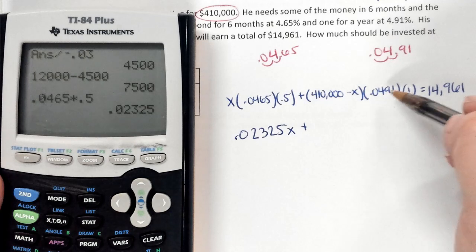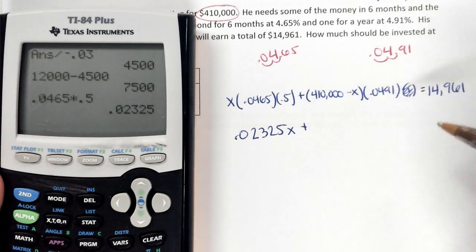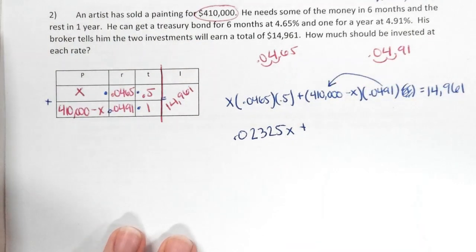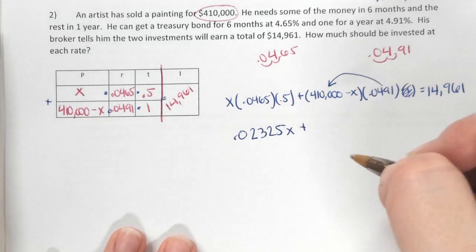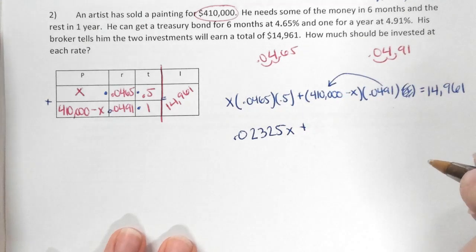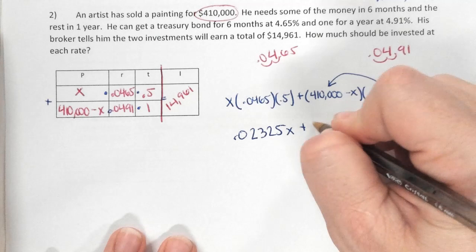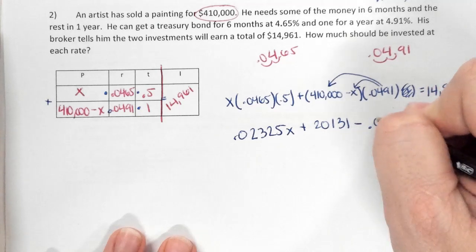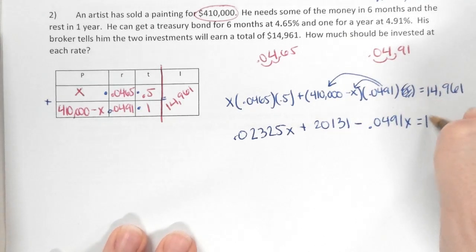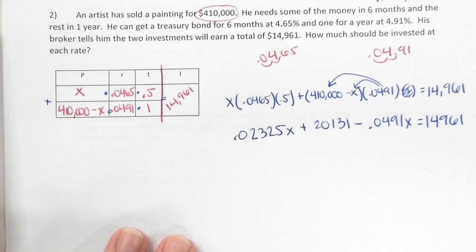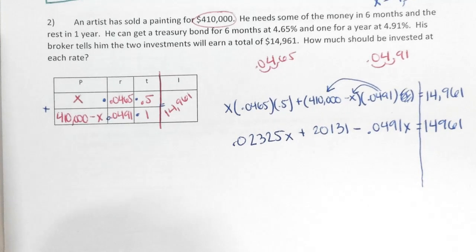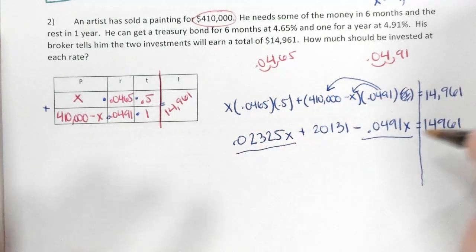Now I have 0.0491 times 1, which is just 0.0491. So I can cross off that 1. And I'm going to distribute. And that gives me this. And then when I multiply it here, I just get negative 0.0491x. Now what? Combine my x's. I know these are gross.